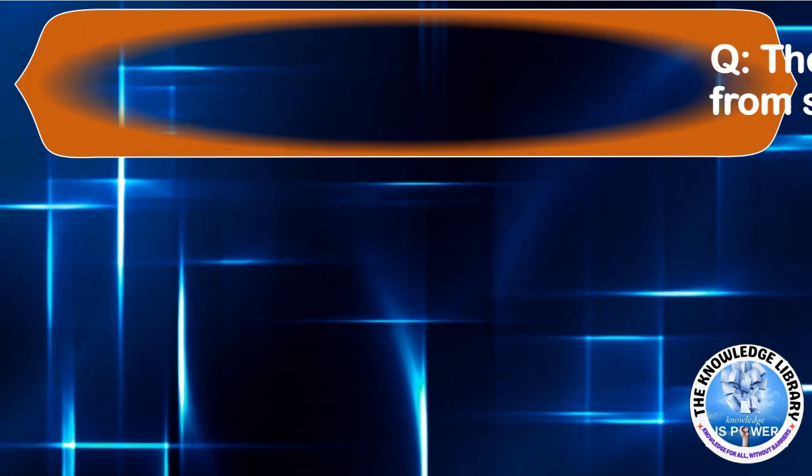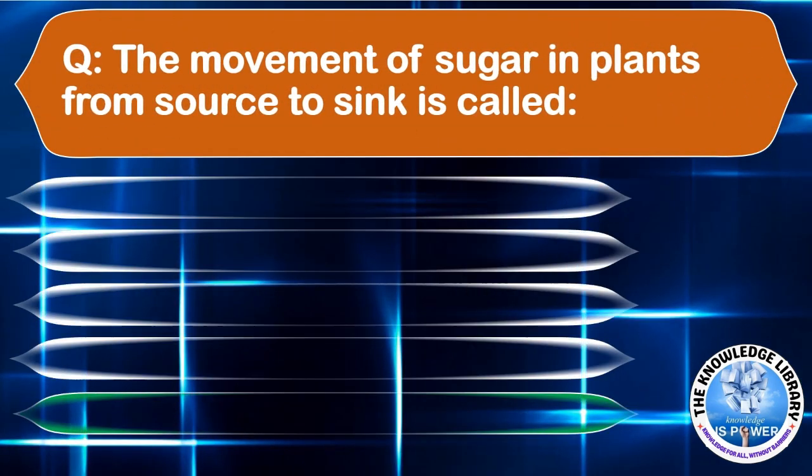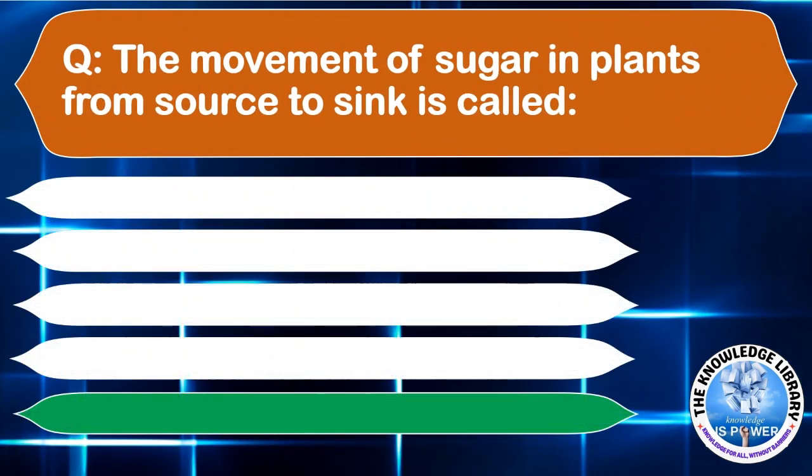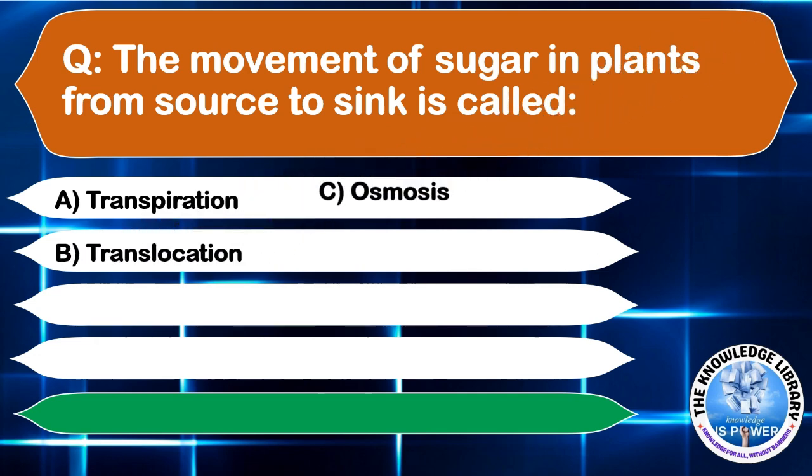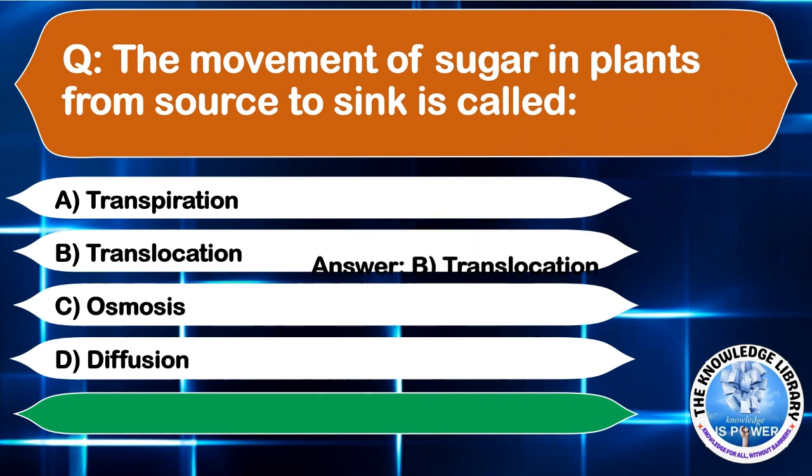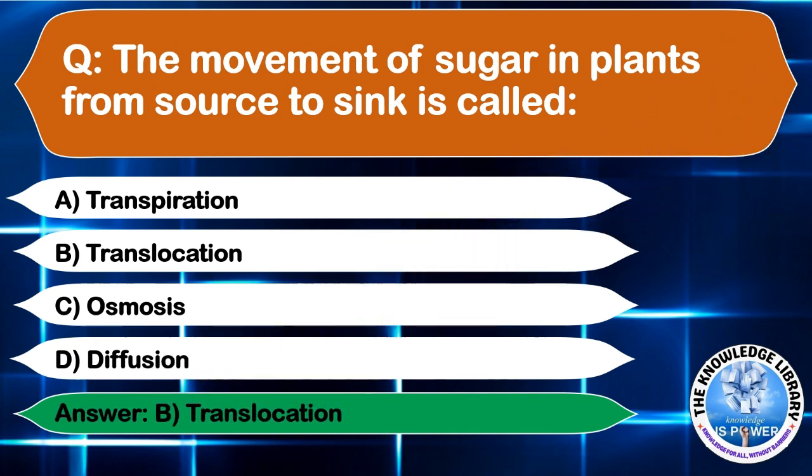Moving to the next question. The movement of sugar in plants from source to sink is called option A, transpiration. Option B, translocation. Option C, osmosis. Or option D, diffusion. The correct answer is option B, translocation.